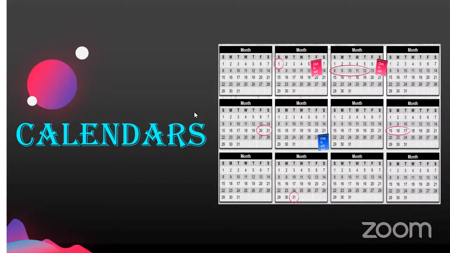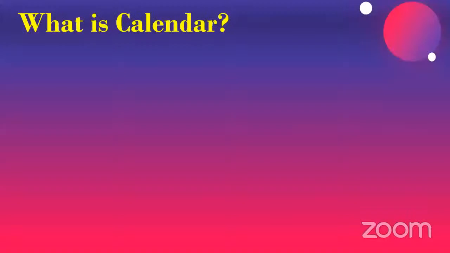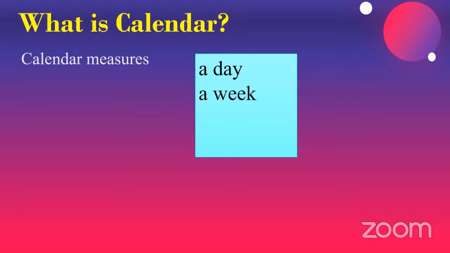What is a calendar? Anyone? Ma'am, calendars will tell about the days, weeks, months, and years, ma'am. Yes, very good. A calendar measures a day, a week, a month, and a year. Very good, they are set in order, right?